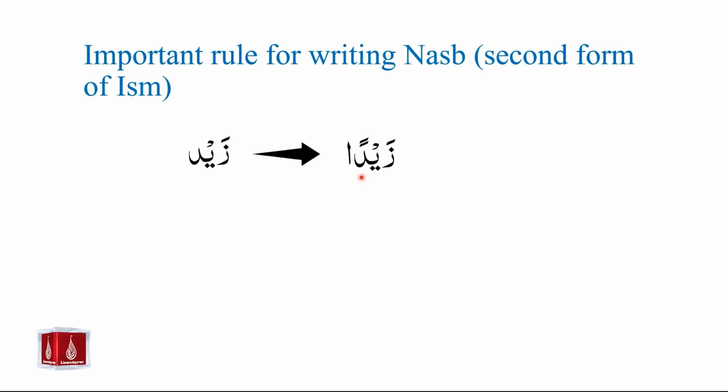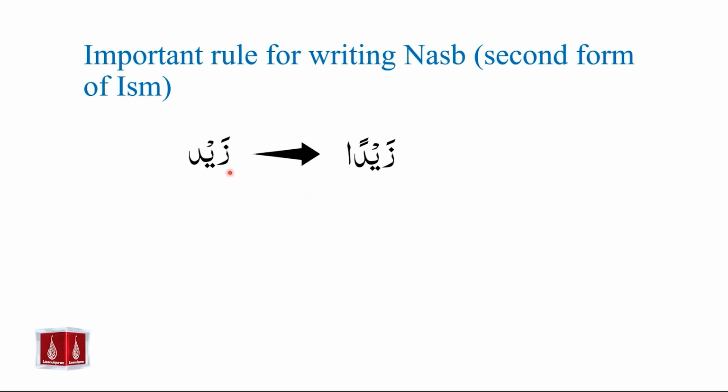Whenever we have an ism form which has double zabar or double fatha on the last alphabet of the ism, we will add an alif towards the end, and that is the way that that ism will be written. This rule only applies to the nasab or the second form of an ism. So for instance, if we have Zaidun or Zaidin, we will not be adding an alif at the end. But whenever we come across a double zabar or double fatha, after that we will add an alif.